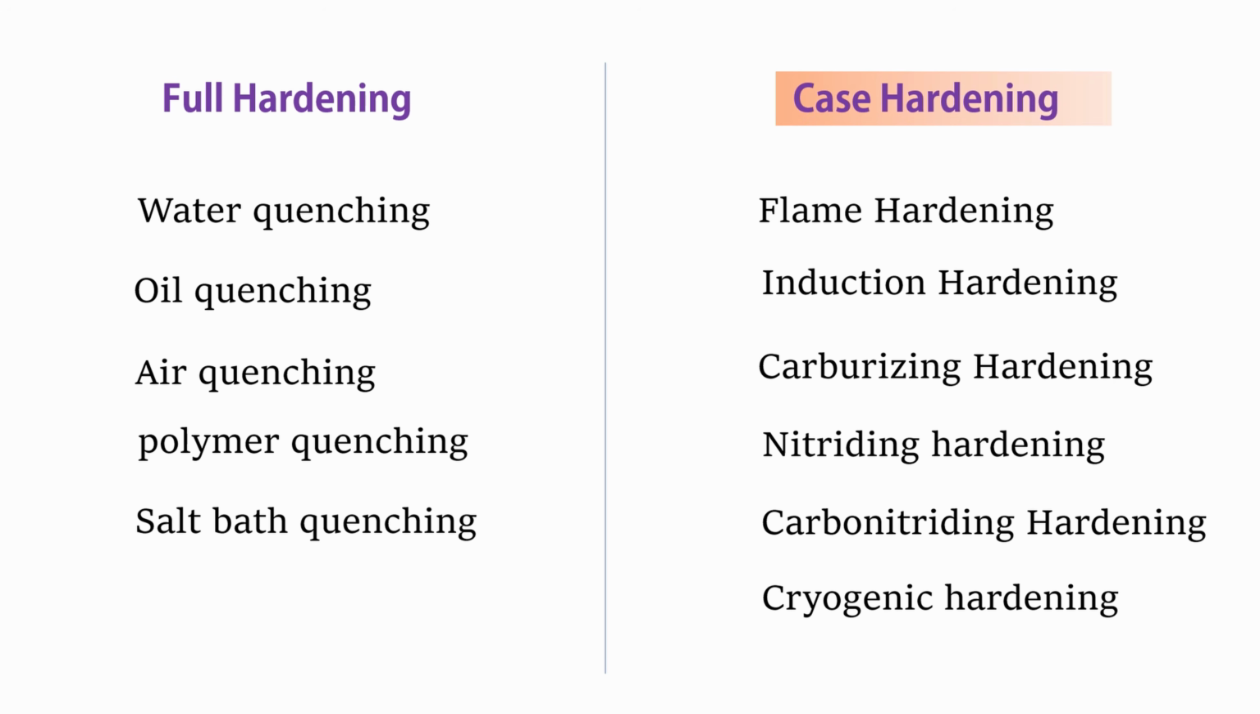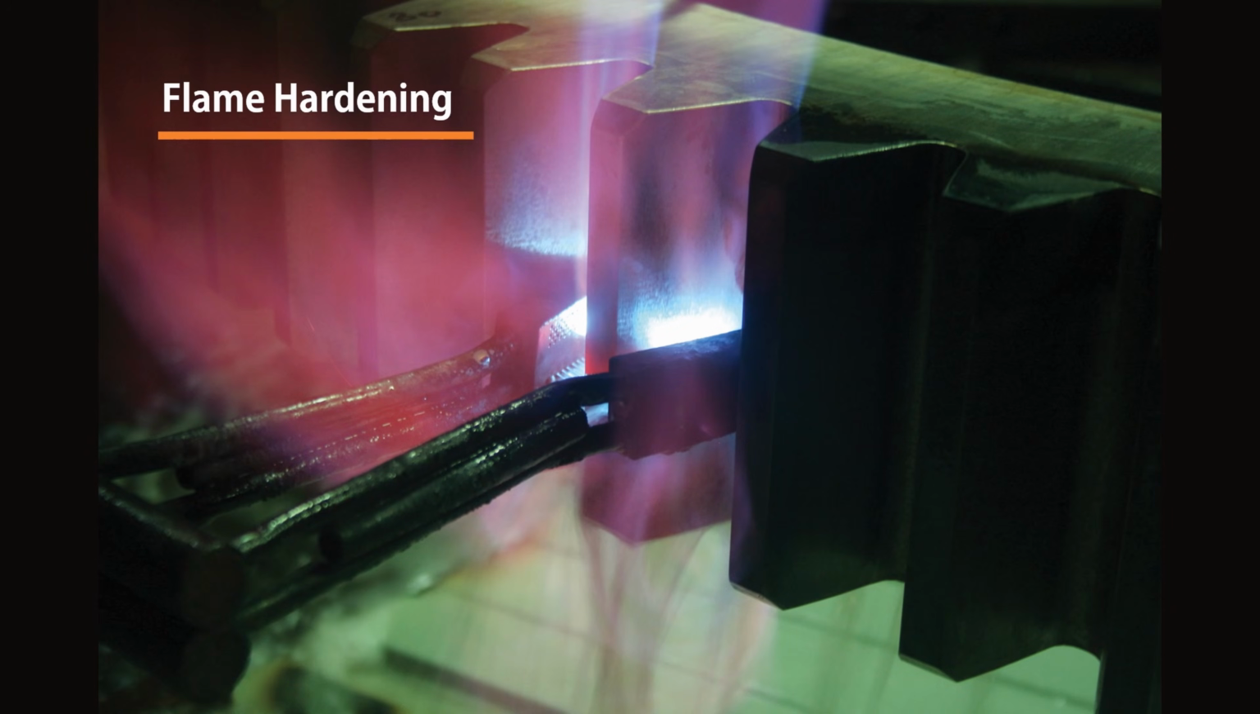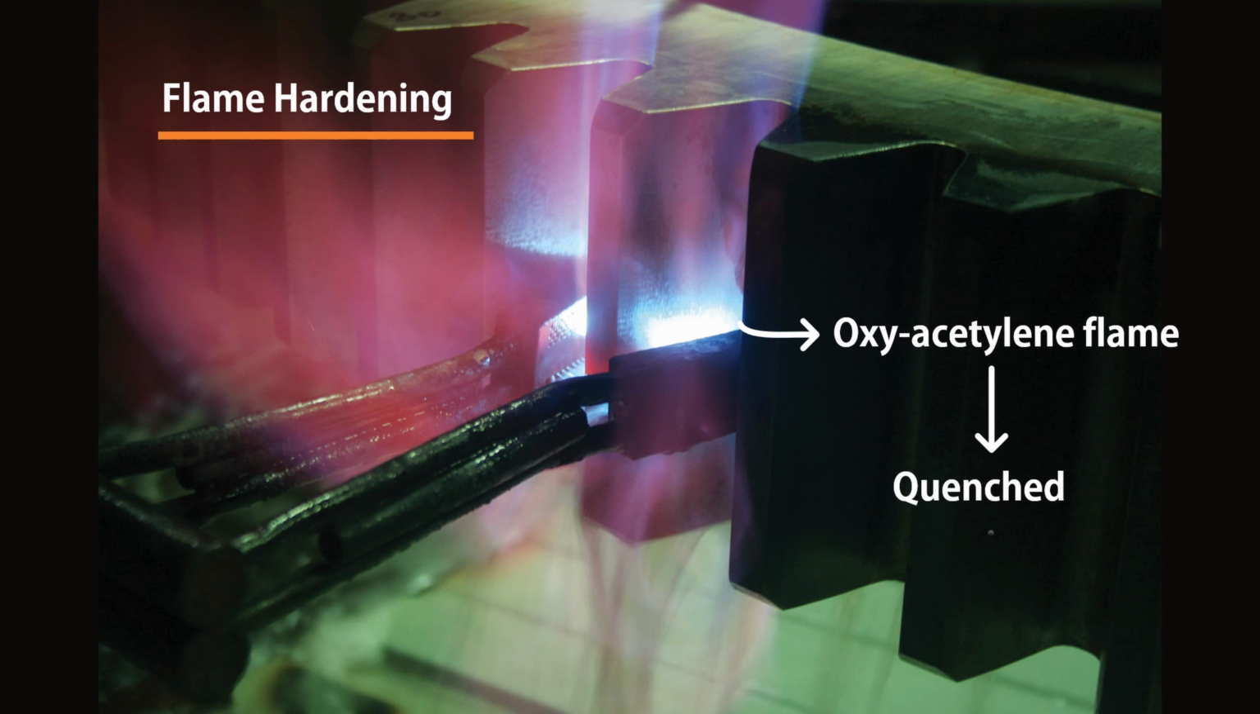And case hardening can be achieved by various methods. So let's start with flame hardening. In flame hardening, the steel surface is heated by an oxyacetylene flame or other high temperature flame and then quenched to form a hard martensitic layer.